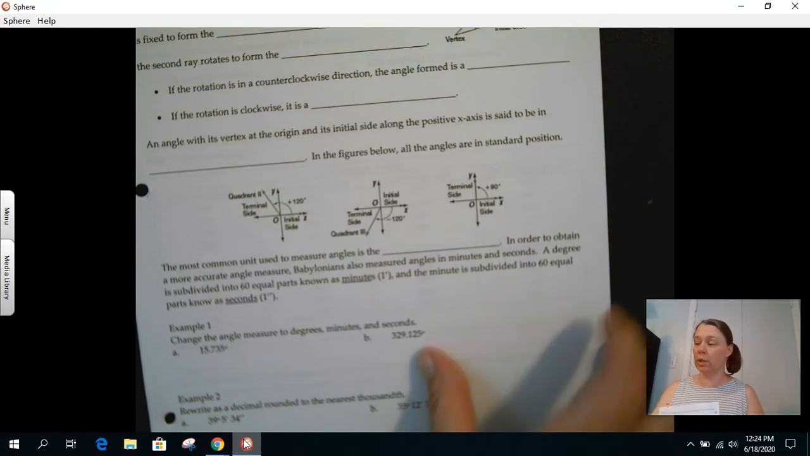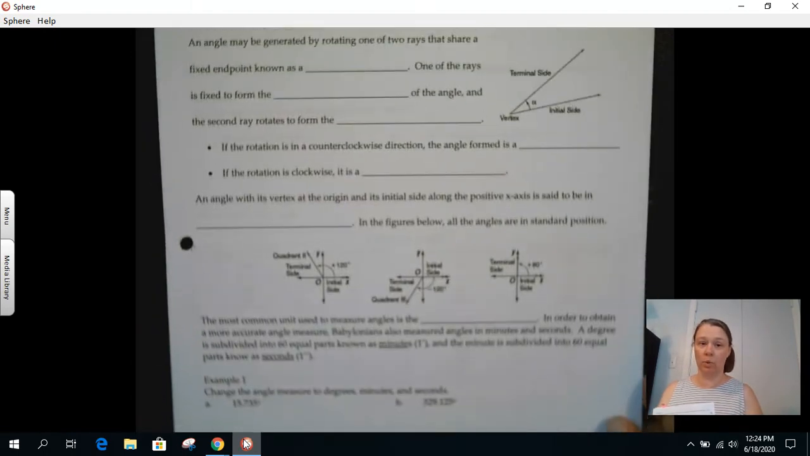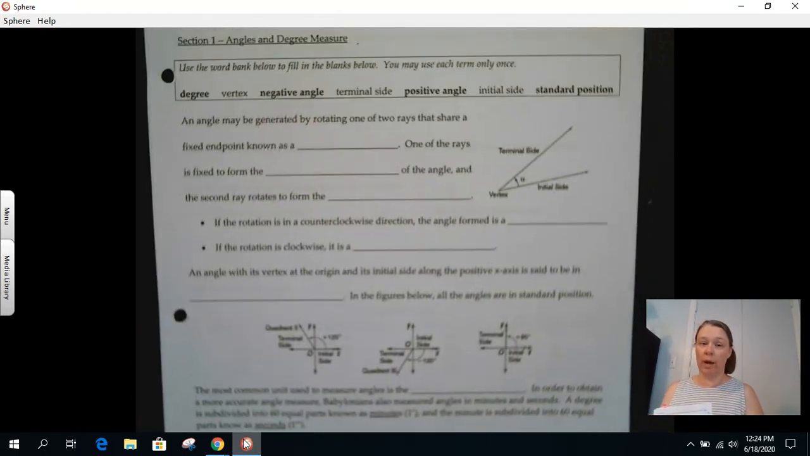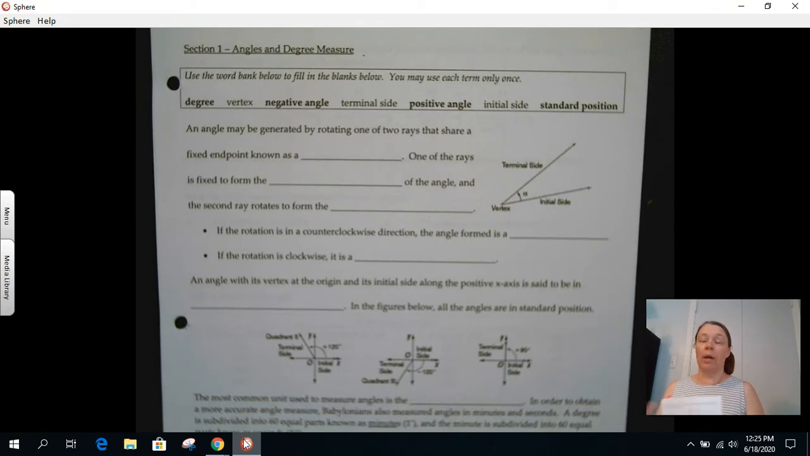Okay, so here are the notes that we're going to be talking about. So this is section 1 from chapter 5. We're going to be talking about angles and degree measure. And the first thing I would like you to do is just read through that first paragraph. There's a word bank. So pause and see if you can figure out where each of those vocabulary words fit into that paragraph. Okay, so let's go ahead and read through this.